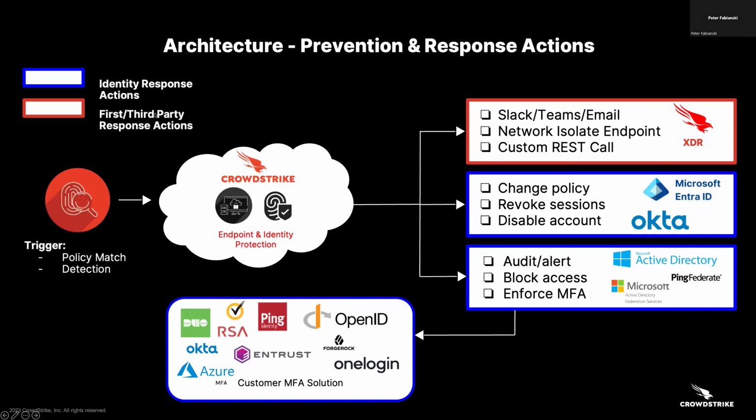So again, you can see blue is identity response actions. Red is first and third party responses. We have the ability to do a lot with our XDR and Next-Gen SIEM offering from the endpoint perspective. But from identity, we can change policies, revoke sessions, and disable accounts. And on the Active Directory side, we have the ability to enforce MFA, block access, and audit and alert as well. And these are a number of various MFA items that we support.